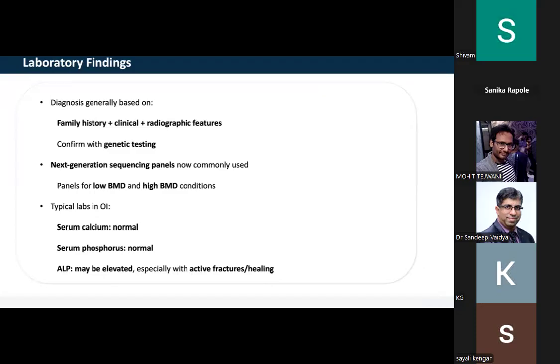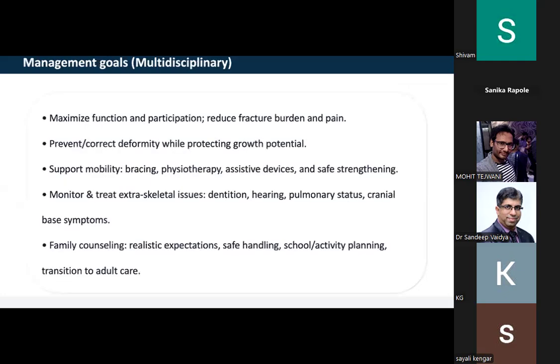Once we've had our clinical examination, our radiology, and our labs, we can move on to management, starting with our multidisciplinary goals. Our goals have to be to reduce the fracture burden and pain, maximize function, and preserve growth and mobility of the child. We have to prevent or correct deformity, but protect the growth plates and minimize surgical morbidity. We have to follow a multidisciplinary approach where we work with the endocrine metabolic team, the rehabilitation and physiotherapy team, the dental team, audiology, pulmonology, genetics, and anesthesia.